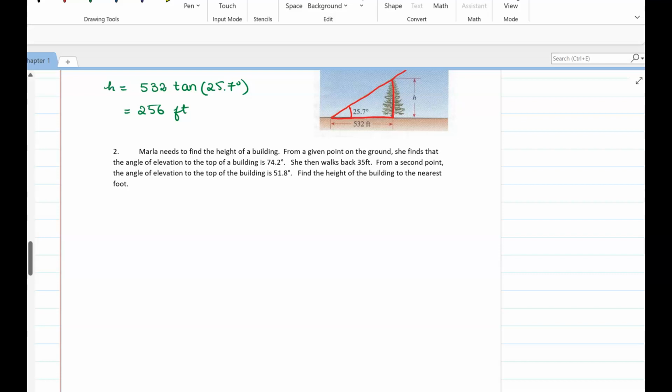Next, we need to find the height of a building. From a given point on the ground, we find that the angle of elevation to the top of the building is 74.2 degrees. Okay, so let's try to recreate this problem. Let's draw this out. Here's the ground, and here is the building, and let's call this the line of sight.